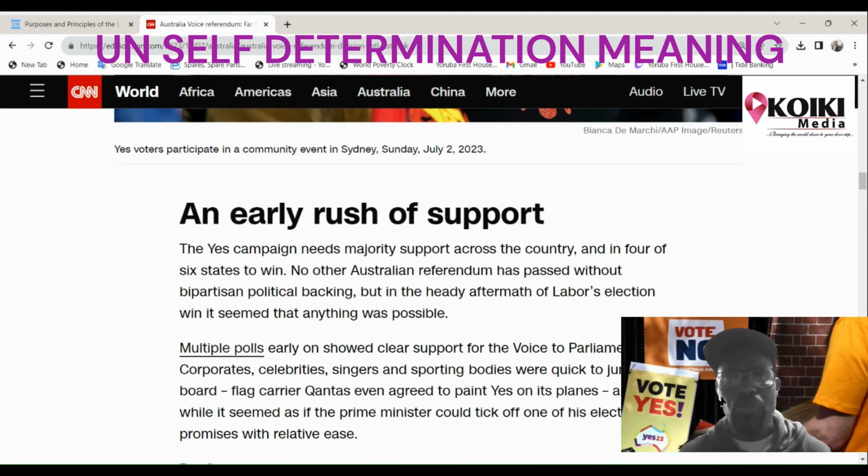No other Australian referendum has passed without bipartisan political backing. But in the heady aftermath of the Labour's election win, it seems that anything was possible.